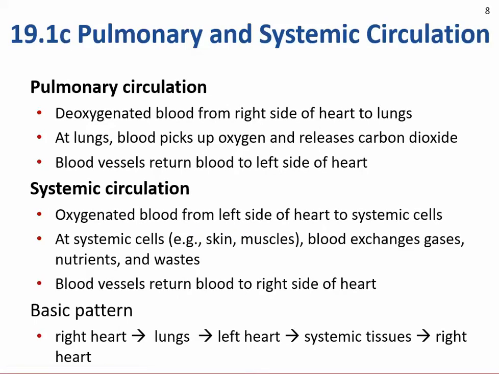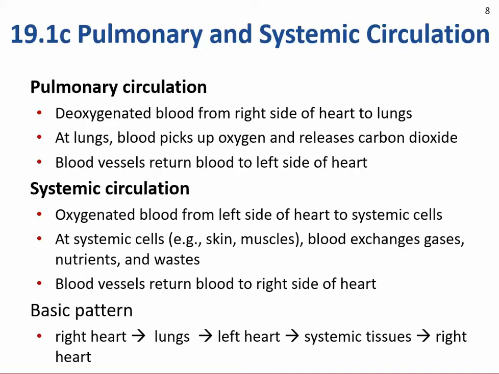So we talk about pulmonary circulation as the deoxygenated blood leaving the heart from the right side of the heart, going to the lungs, dropping off carbon dioxide, picking up oxygen, and returning to the left side of the heart as oxygenated blood. That's one circuit.